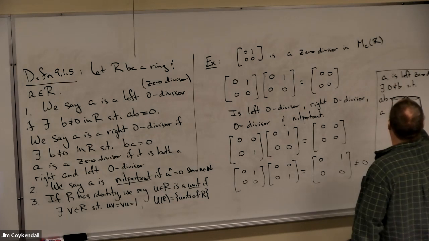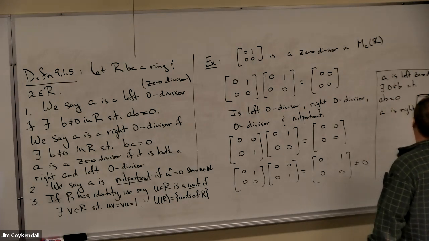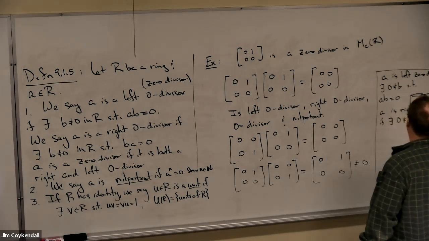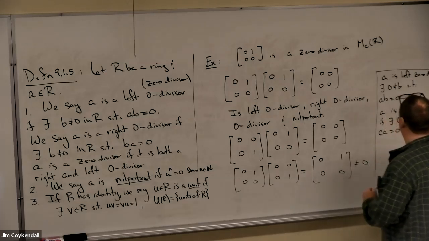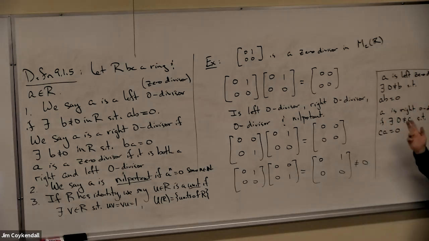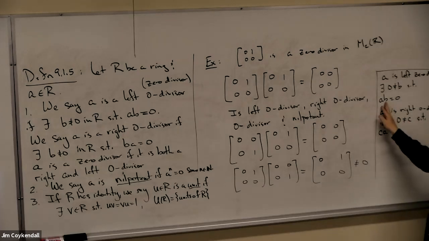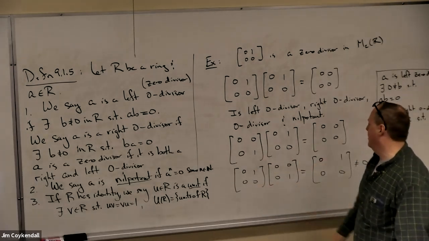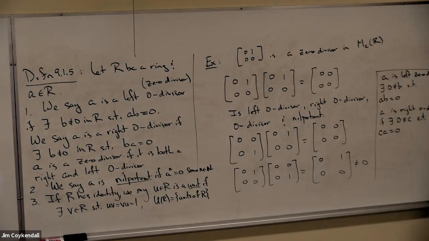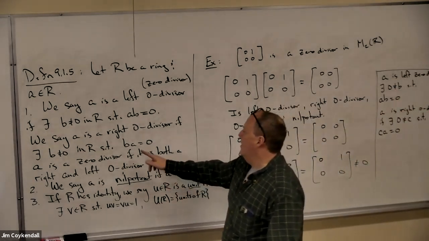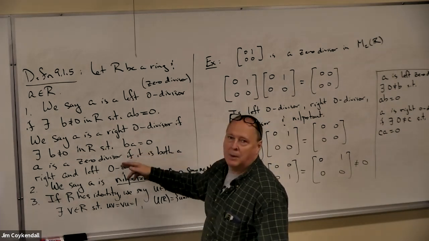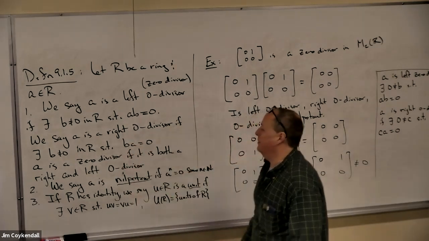A is a right zero divisor if there exists a non-zero C such that CA equals zero. Now, let me point out, as in this example here, just because AB is zero does not mean that BA has to be zero. Because here, AB is zero, but when you do it the other order, you get something that's not zero. So when I say it's a zero divisor, that means there's a B that I can multiply on the left and get zero, and a C that I can multiply on the right and get zero, and it doesn't have to be the same.